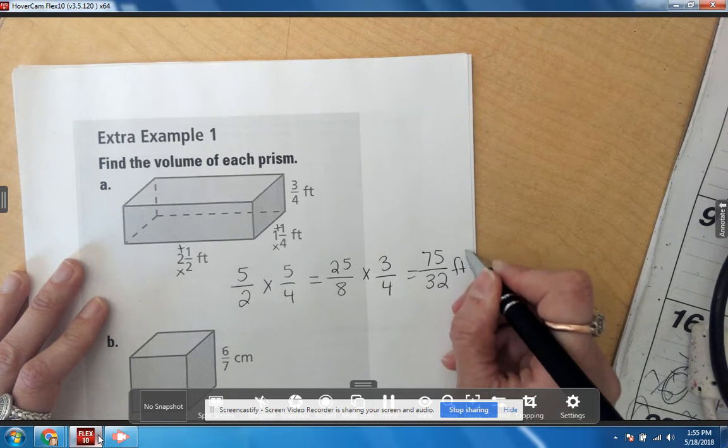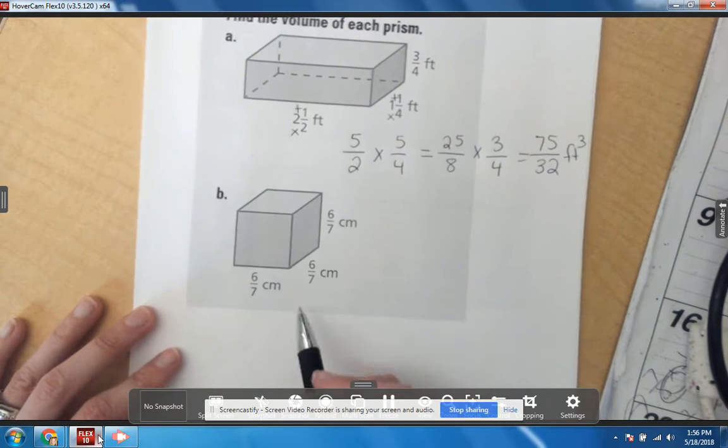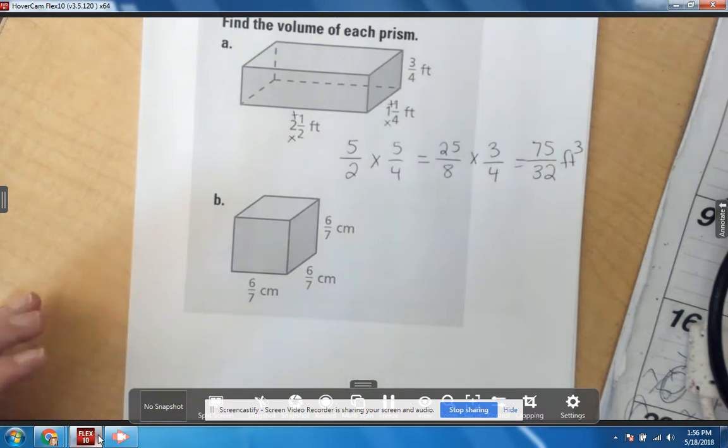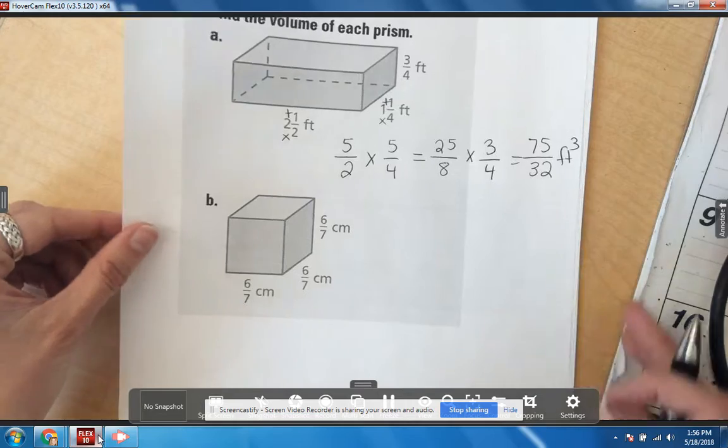So feet cubed. Okay? You're going to try this one, although this one actually doesn't have any mixed numbers, so do the same thing we did before. So pick 2, multiply them, get your answer, multiply it by the third. So you guys try that one.